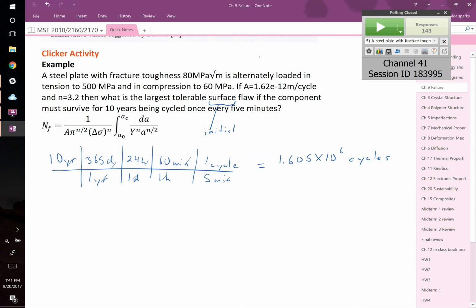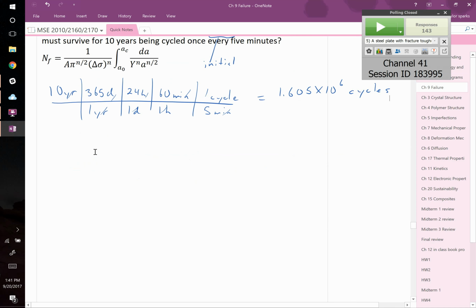What else is it asking? It says, what is the largest tolerable initial surface flaw that you can have? Since you know the crack growth constants, that crack is going to grow, and after 1 million cycles, it better be exactly at the critical flaw size, right? Or smaller. Make sense? So I'm asking you to solve for A naught in this question. So let's go ahead and start plugging in things we know.